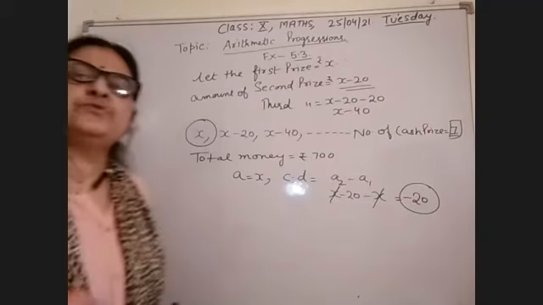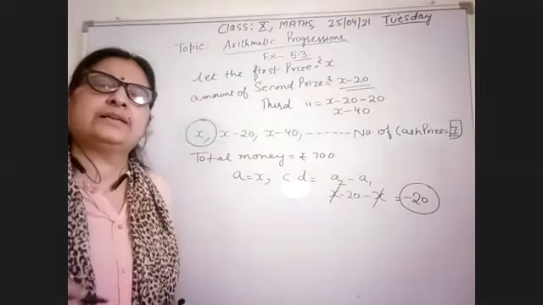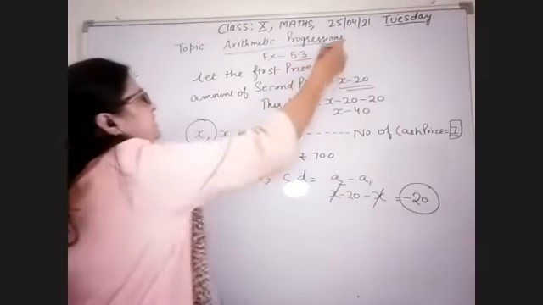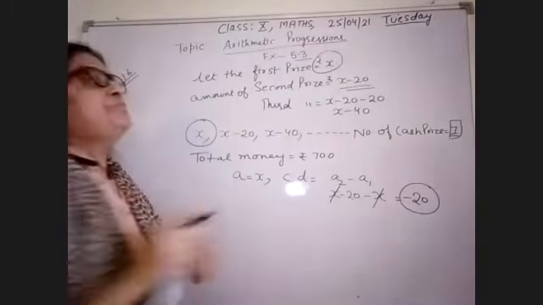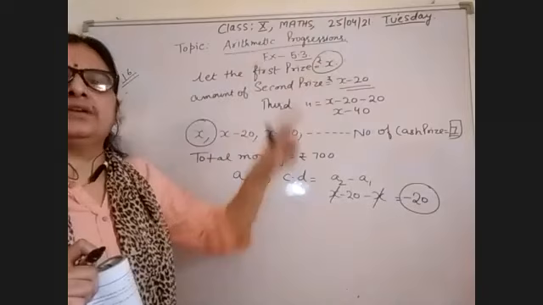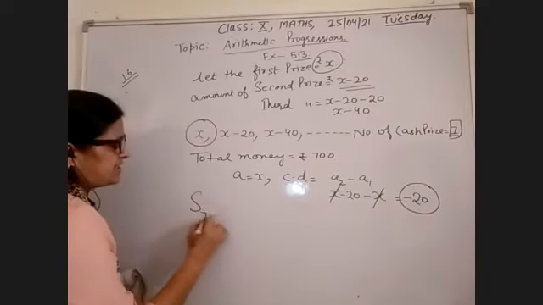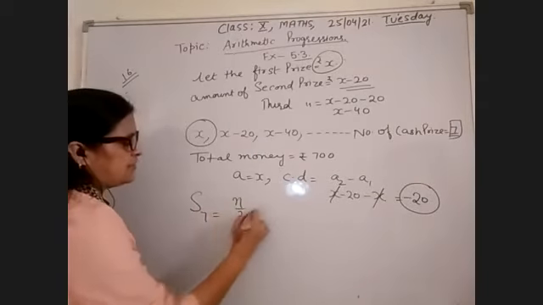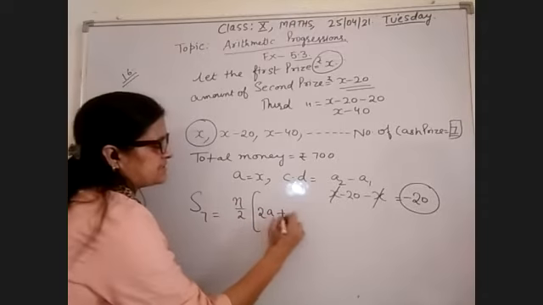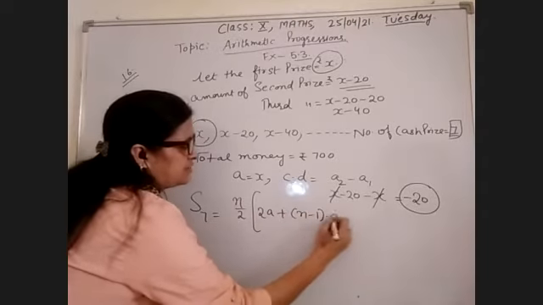And now you have to find, आपको क्या find करना है? आपको ये find करना है कि first prize जो दिया गया था वो कितने रुपीस का था. You have to find the value of X. तो S7 equal to N by 2, 2A plus N minus 1 into D.